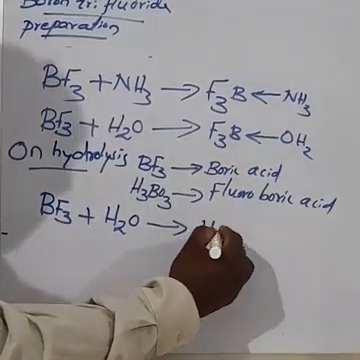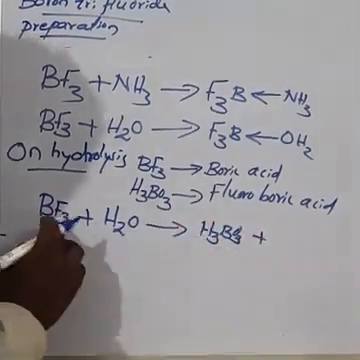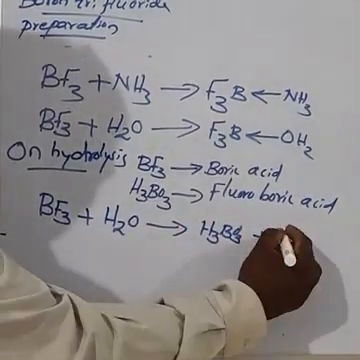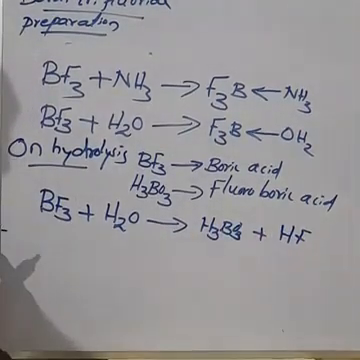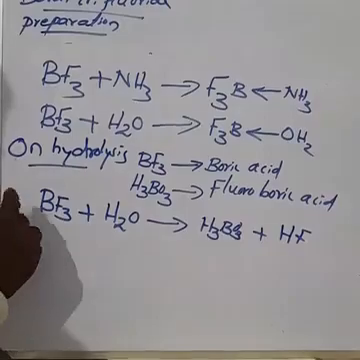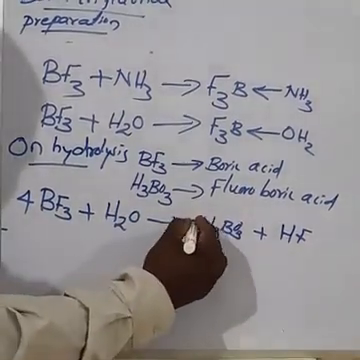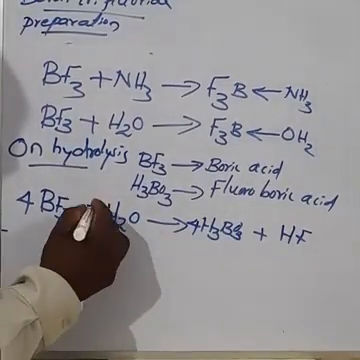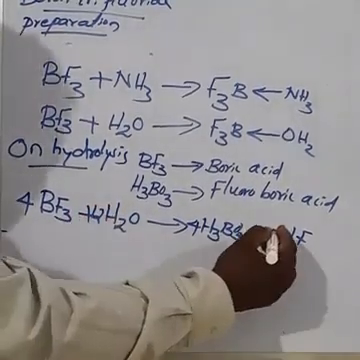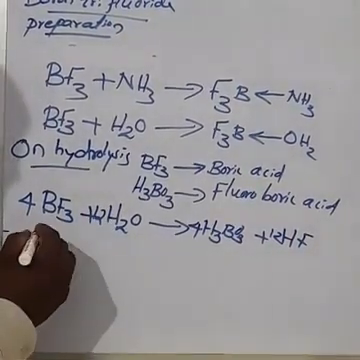H3BO3 and this hydrogen combines with the fluorine to form HF. Here, boron, we can use 4 BF3, and here also we can use 4. Then hydrogen 12, we can use 12 here, and here also 12. The equation is balanced.